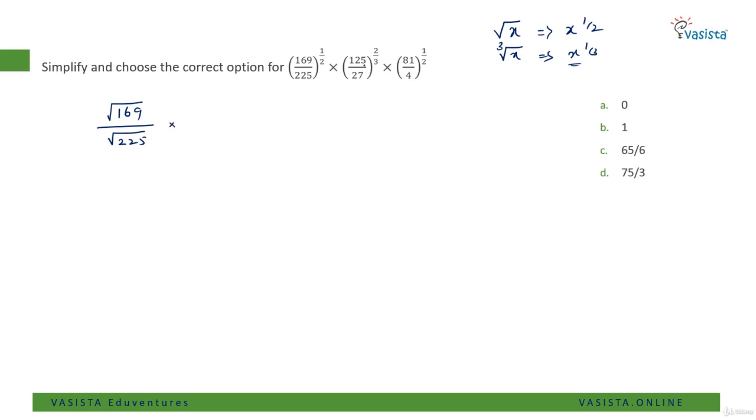That into, now, 2 by 3 is there. What I'll do, I'll go with the cube root of 125 divided by the cube root of 27, to the power of 2, that into the square root of 81 divided by the square root of 4. Right, now simplify it. Here the square root of 4 is nothing but 2. So I'll go with this.